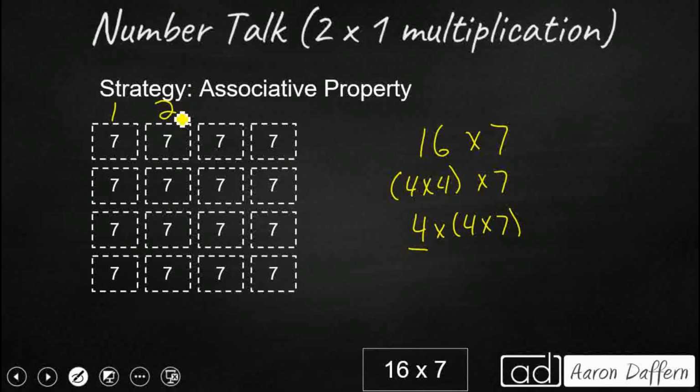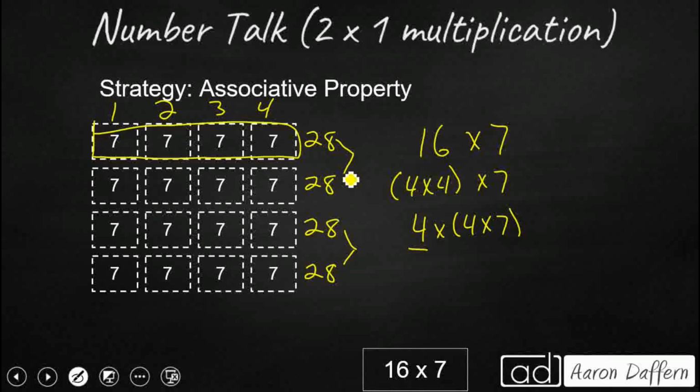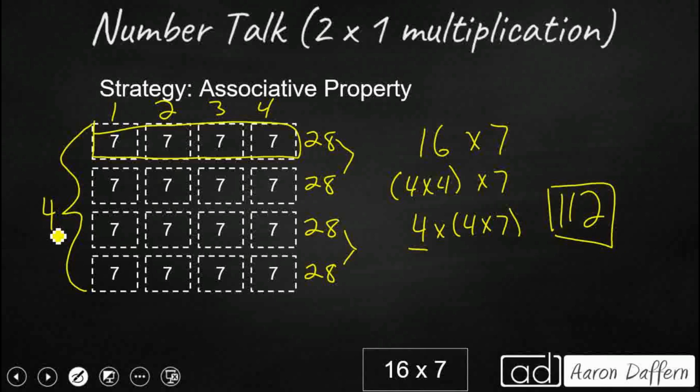So here we go. 1, 2, 3, 4. I've got 4 groups of 7. That's my 28. Now I'm going to skip count by 28 till I get up to what I need. 28. Then I've got 56. And double that again, I've got another 56. And I've got 112 all together. Those are my 4 groups of 7.